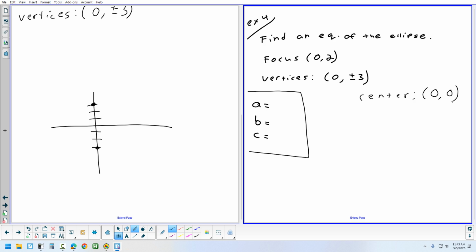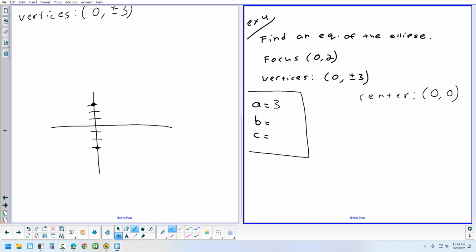Which two letters can we figure out now that we know the center? A and B. Nope, not directly. Yep. A and C. A and C, yes. We can find both of those directly. We're going to have to do B indirectly in a minute. Okay. What is A? Yeah. 3. A is center to vertex. How about C? What's the distance from center to focus?